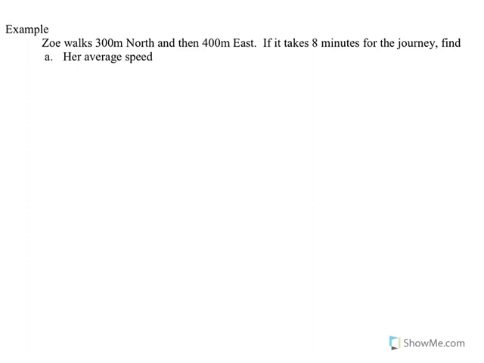Alright, so here's the problem. Zoe walks 300 metres north and 400 metres east. It takes 8 minutes for the journey. Find her average speed. Alright, so let's draw a diagram. She's north that way, and she goes 300 north, and she goes 400 to the east. And the time is 8 minutes.